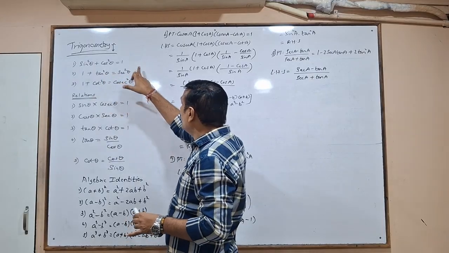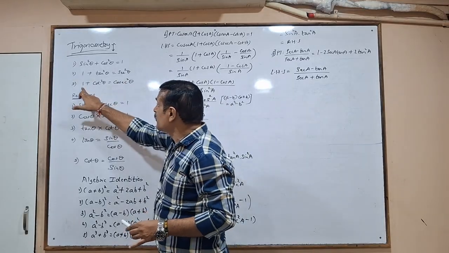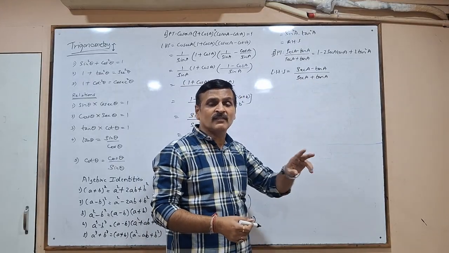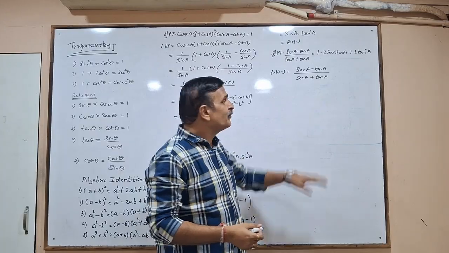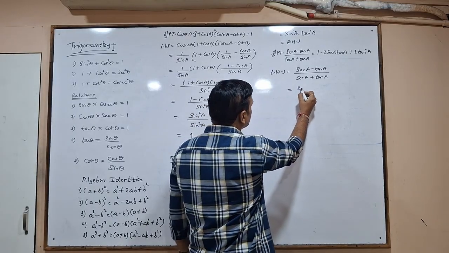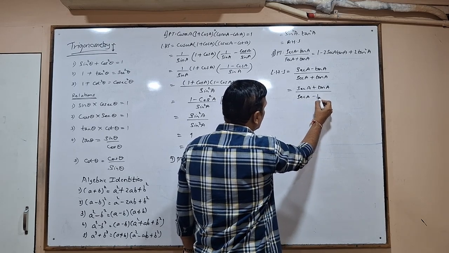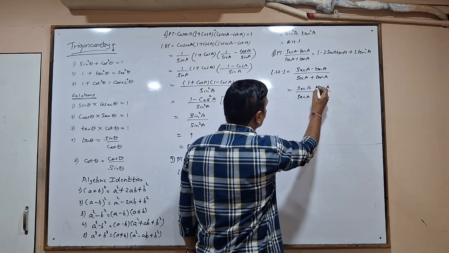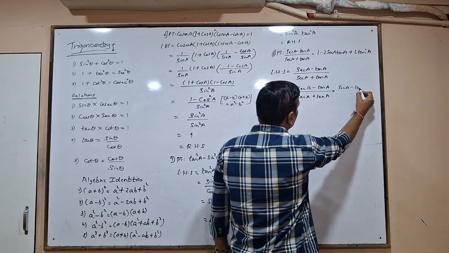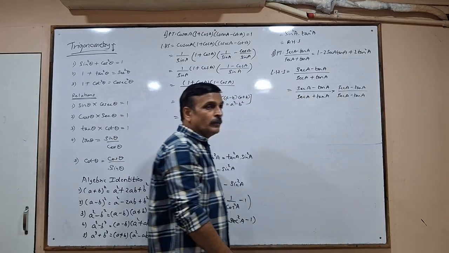Sec square theta minus tan square theta is 1. Cosec square theta minus cot square theta is 1. So I want in the denominator sec square A minus tan square A. Means I want A square minus B square. I have A plus B in the denominator. I want A minus B. So I will rationalize the denominator. Rationalizing the denominator means I should multiply the numerator and denominator by, it is plus in the denominator, I'll go with minus. That is rationalizing the denominator.